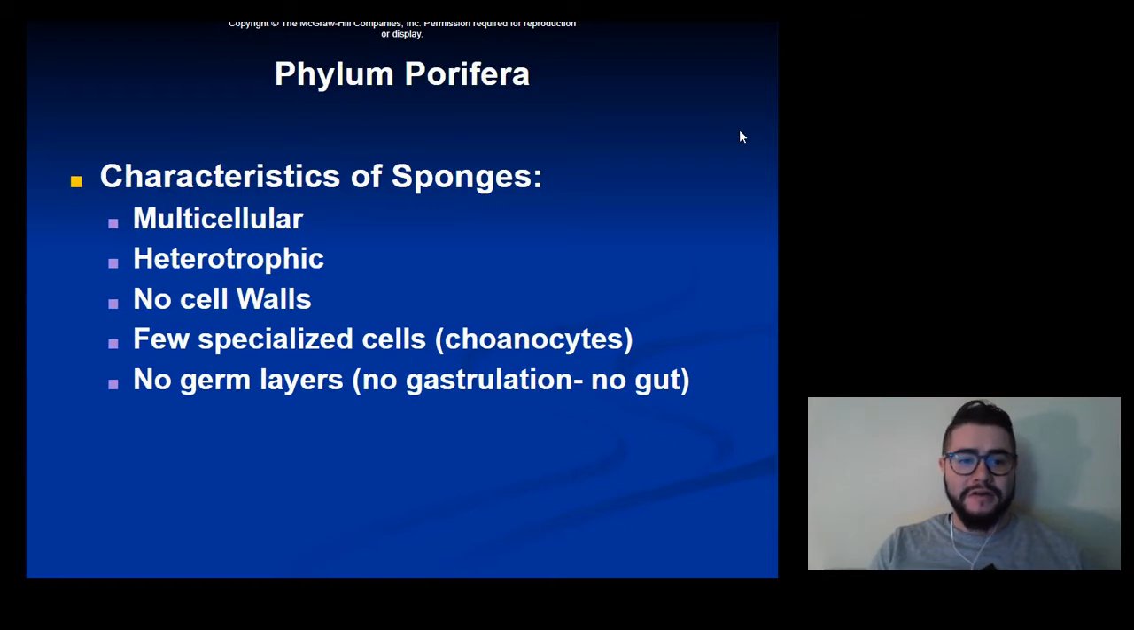So some basic characteristics of sponges. Sponges are multicellular. They're heterotrophs. Their cells don't have any cell walls. They do have a few specialized cells that we'll be talking about in the notes, but they don't have any germ layers, so there's no gastrulation, there's no gut. But if you remember the characteristics of being an animal, being an animal means you have to be eukaryotic, heterotrophic, no cell walls. They fit all of those categories.